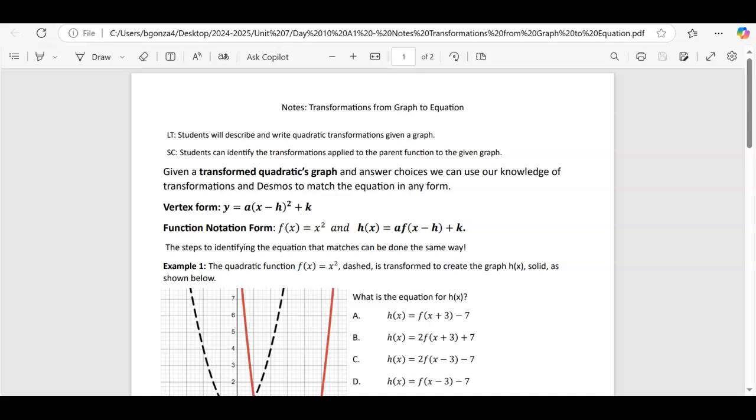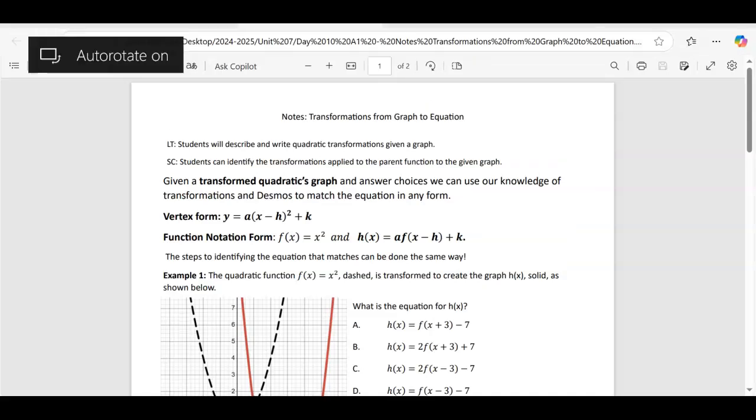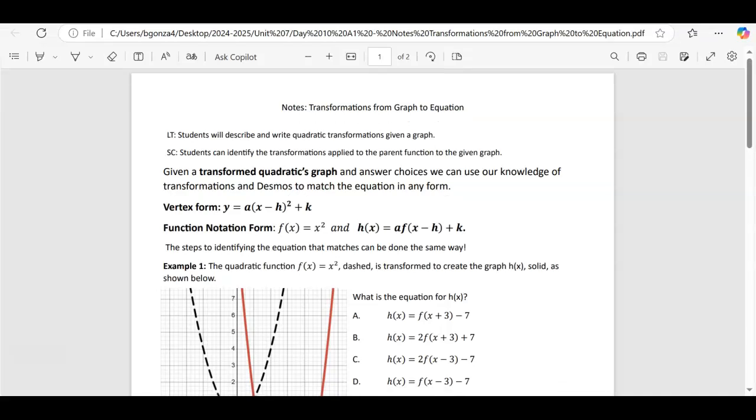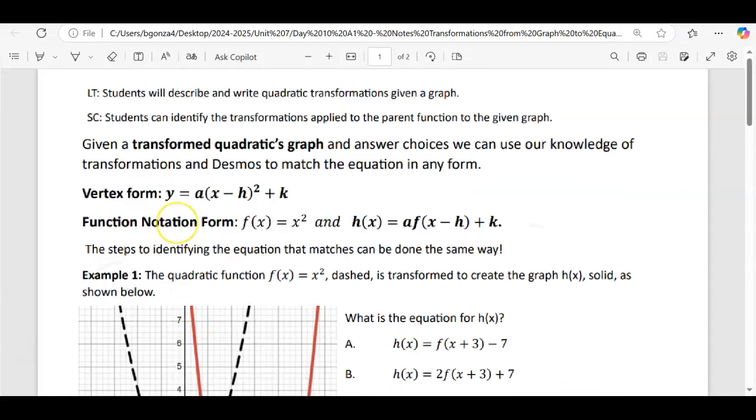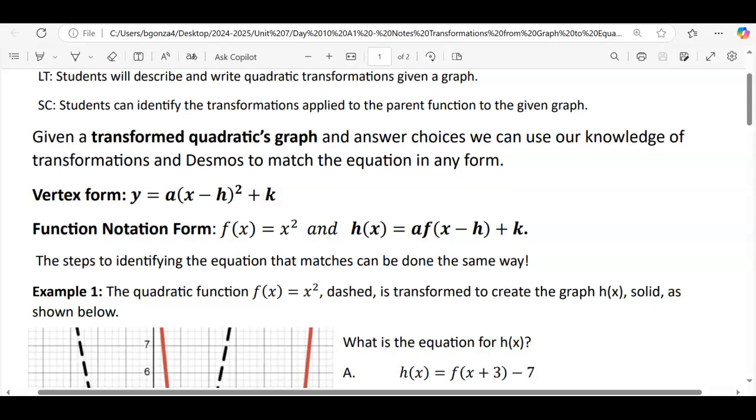Right, notes, transformation, graph two equations. Okay, this is students will describe and write quadratic transformations given a graph. So here is a form called vertex form. Very important. Okay, vertex form. So you got vertex form.